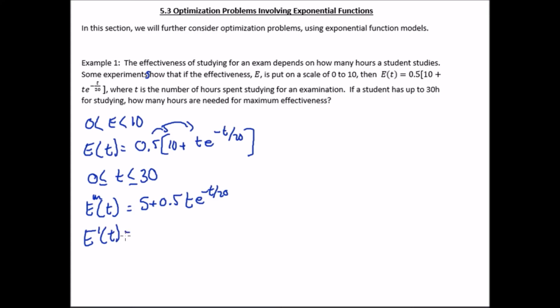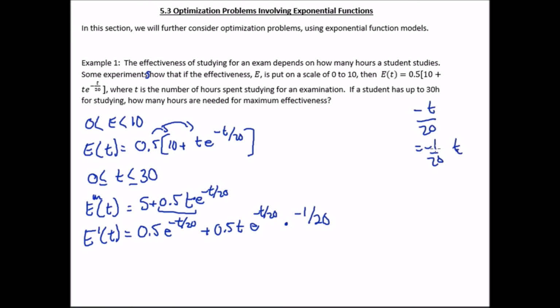Now let's solve for the derivative. The derivative of 5 is nothing. I'm going to pull out 0.5, and let's do the product rule. We're going to do 0.5t times this e function: the derivative of the first thing times the second thing, plus the first thing as it is times the derivative of the second thing. So e to the negative t over 20, multiplied by the derivative of the exponent, negative 1 over 20. And that's it, because negative t over 20 is just like saying negative 1 over 20 t. The derivative of t goes away and we just keep the coefficient.